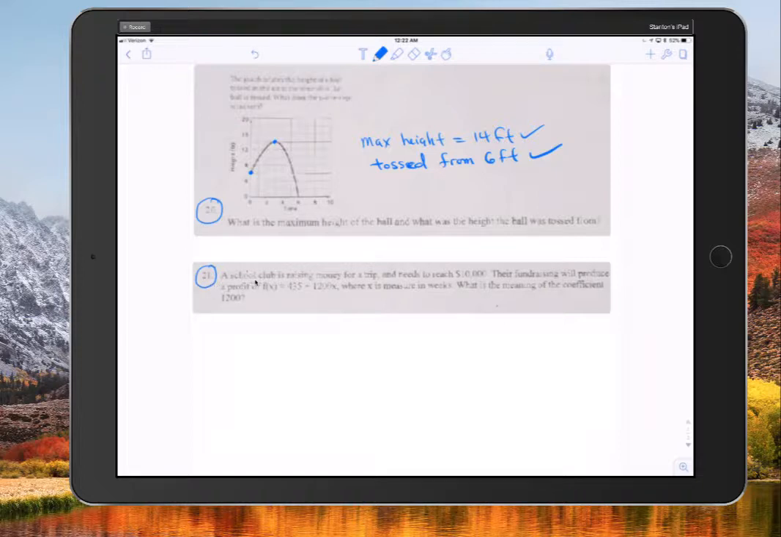All right, here's number 21. A school club is raising money for a trip and needs to reach $10,000. Their fundraising will produce a profit of f of x equals 435 plus 1200x, where x is measured in weeks. What is the meaning of the coefficient 1200? Since 1200 is the coefficient of x, and x is how many weeks, and we're talking about profit here, it appears that for every week x, you're going to be raising $1,200. So the 1,200 means $1,200 is raised per week. That's the amount of money per week that you would be raising.